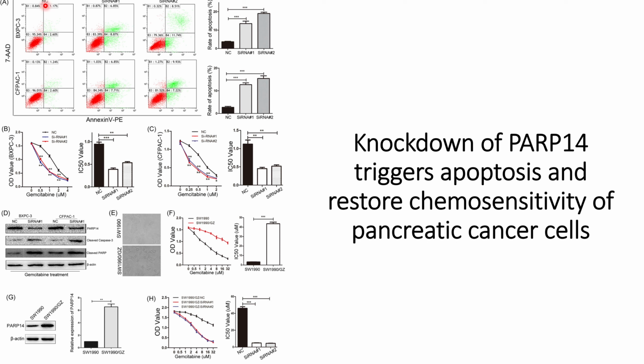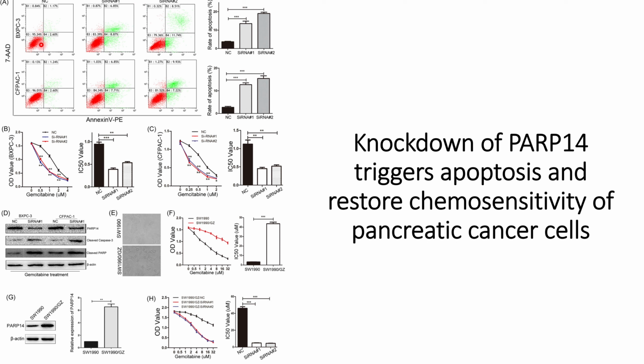First, they did an apoptosis assay, or checked the dead cells, when PARP has been silenced in two different cell lines, that is BXPC3 and CPF-AC1. Compared to the control, we can see that there is an increase in the apoptotic cells for both siRNA1 and siRNA2. They used two different silencing RNAs to suppress PARP-14 signals in these cell lines.